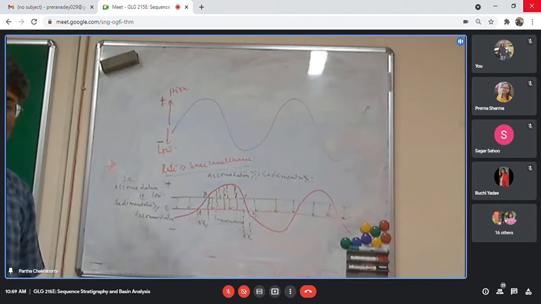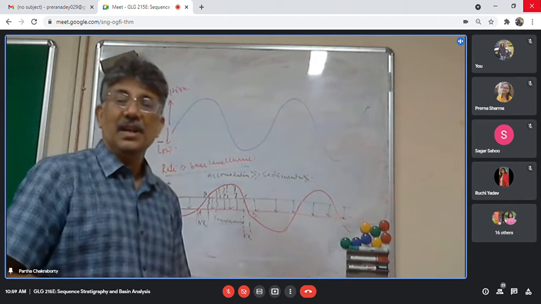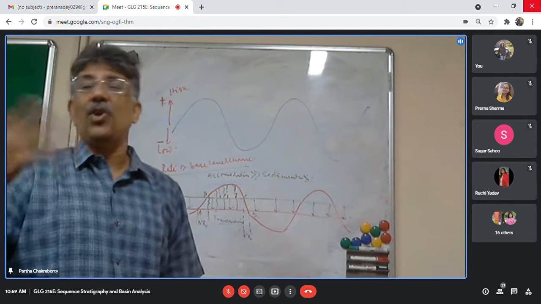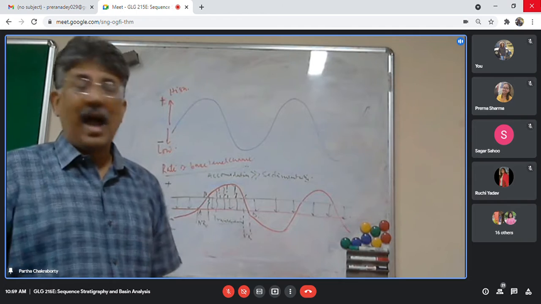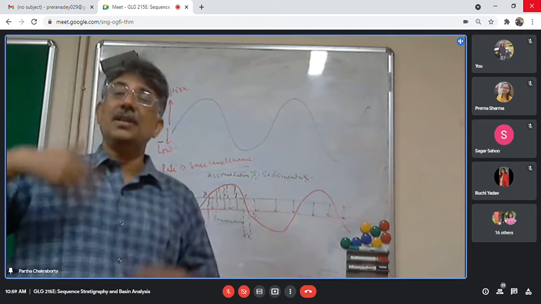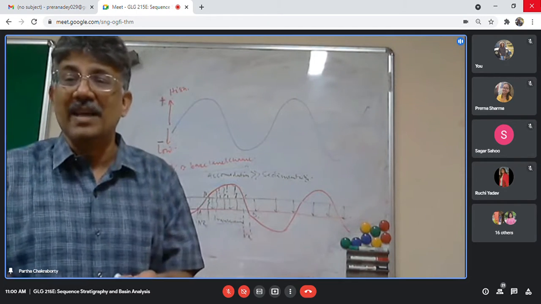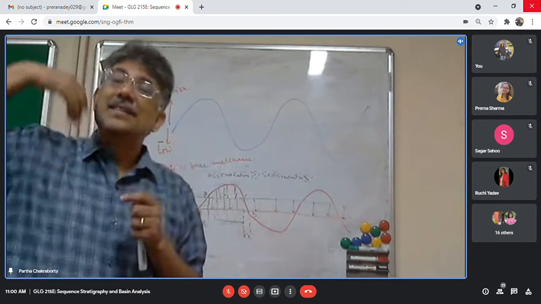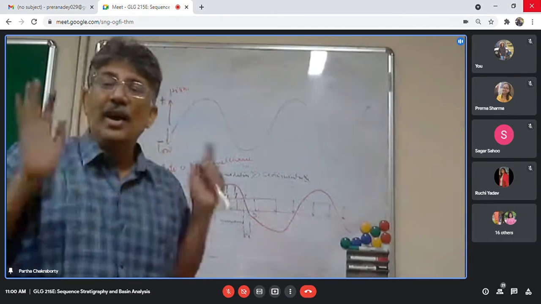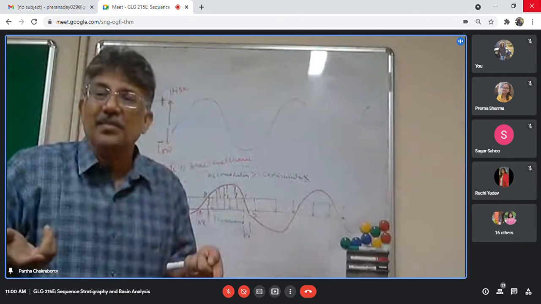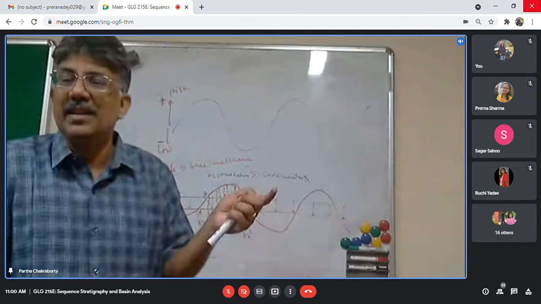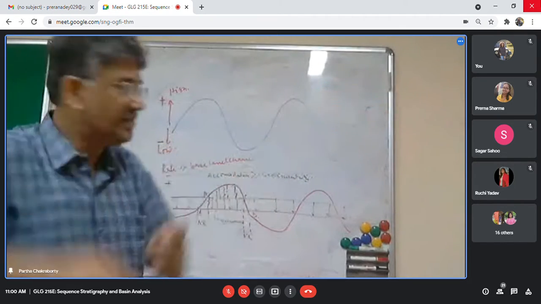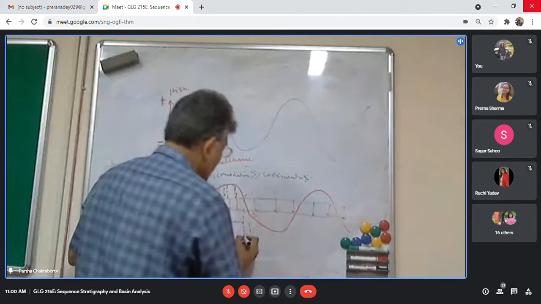Why normal regression? Because, again, the same logic: the accommodation generation is on the positive side, but I am not getting that signal. I am getting the signal that the accommodation is in a positive side up in this sector B to C, where accommodation exceeds the sedimentation. As long as accommodation is not exceeding the sedimentation, I will not get the signal that the accommodation is positively increasing. So then it is normal regression.